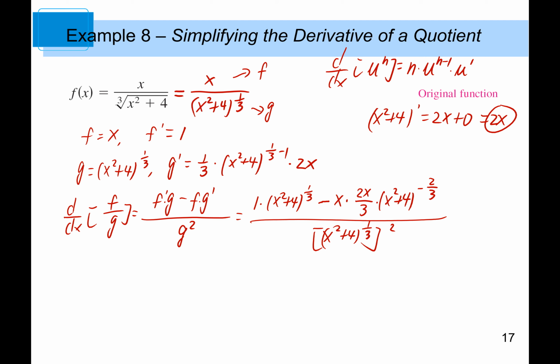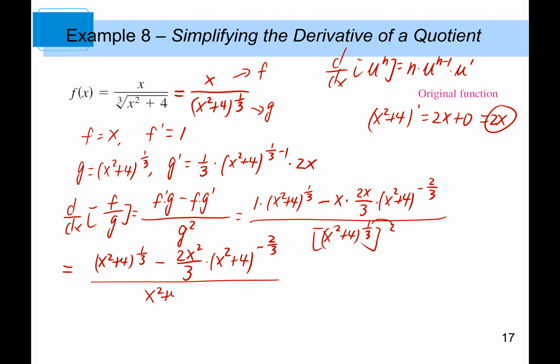So then we have to do a lot of algebraic simplification here, right? So the first term becomes (x squared plus 4) to the 1/3 minus 2x squared over 3 times (x squared plus 4) to the negative 2/3, over... when you have an exponent to another exponent, you just multiply these two exponents. So we have (x squared plus 4) to the 2/3.